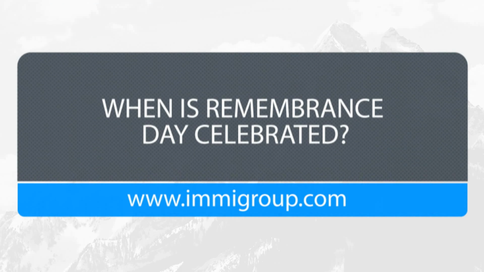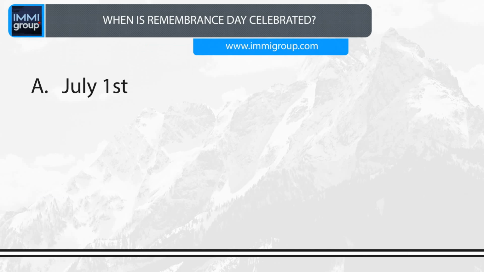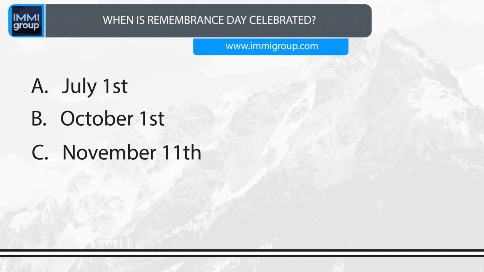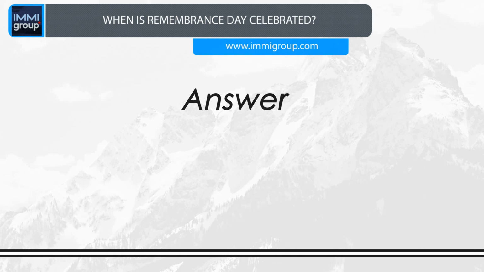When is Remembrance Day celebrated? A. July the 1st. B. October the 1st. C. November the 11th. D. December 25th. Answer: November the 11th.